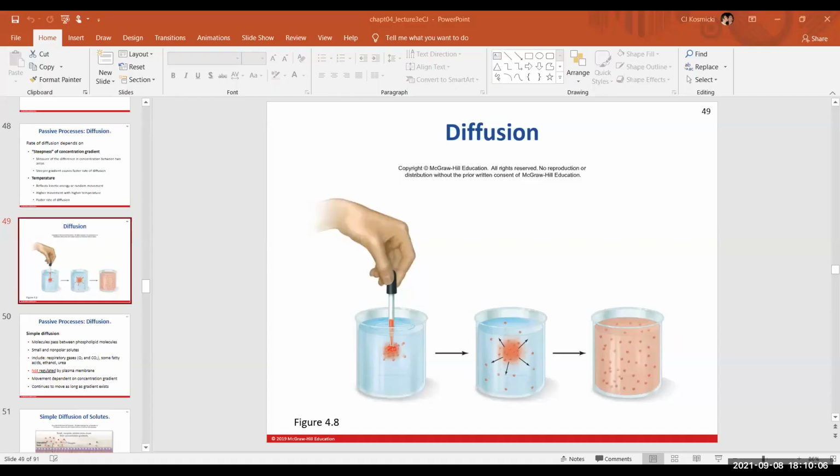And get into chapter 4. And you should remember something like this from last class.